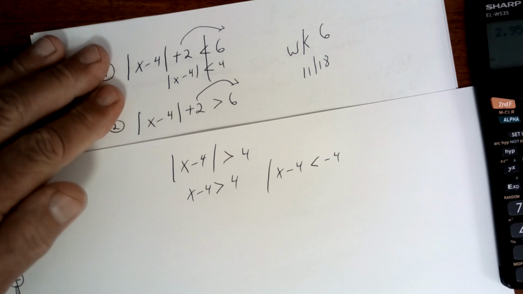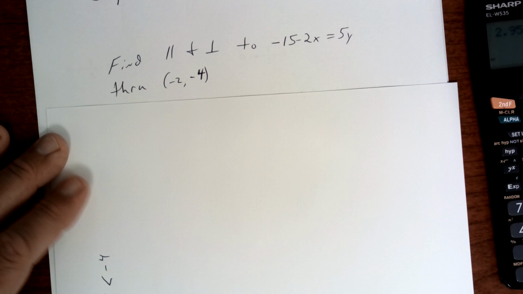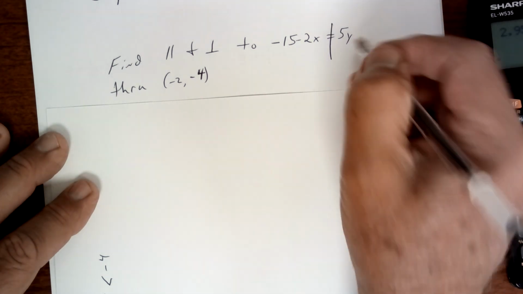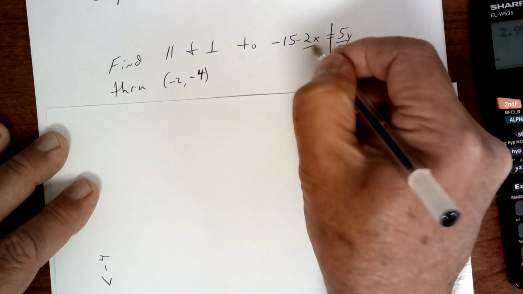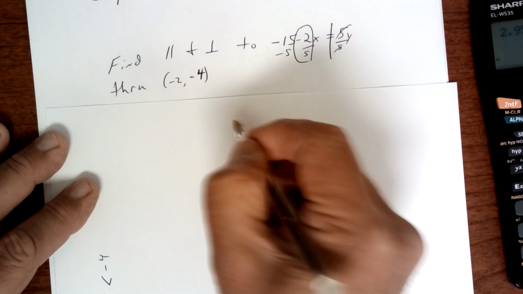Today we're doing this, parallel and perpendicular. So try this one. Well, first you got to get the slope here, so you got to get y by itself. So I would just divide everything by 5. When you divide everything by 5, you get the slope as negative 2/5.